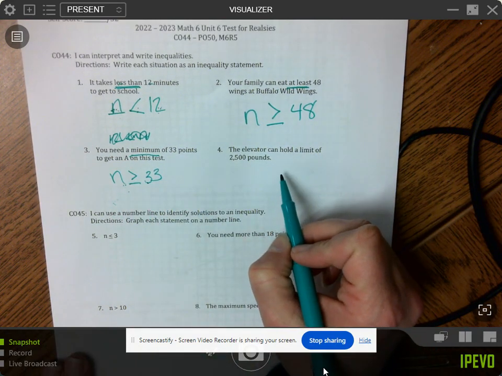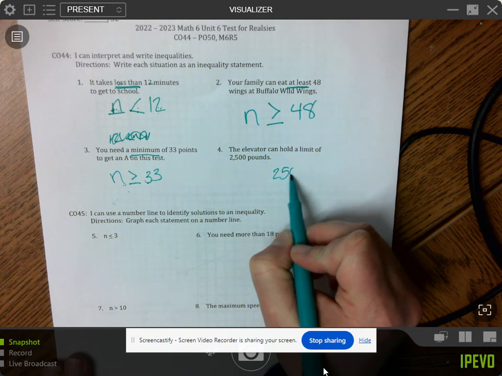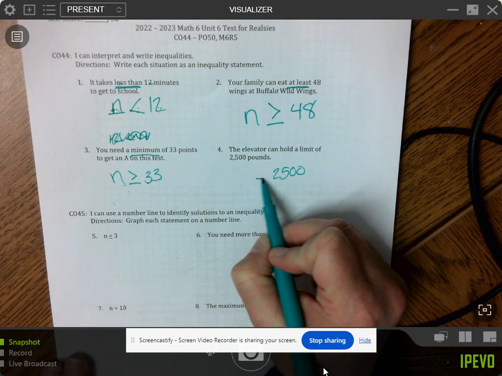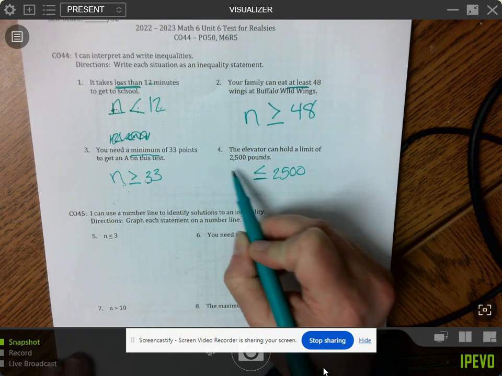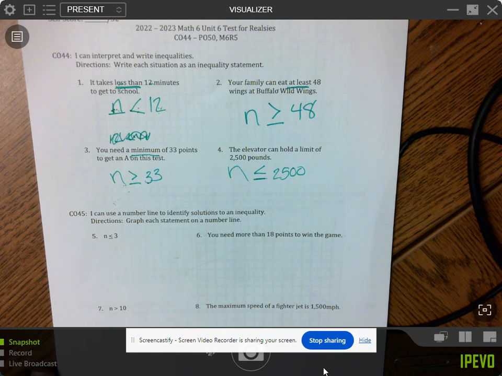And the elevator can hold a limit of 2,500. So it can be 2,500 or it can be smaller. We cannot go over it. Any questions on our inequality statements? All right, CO45.